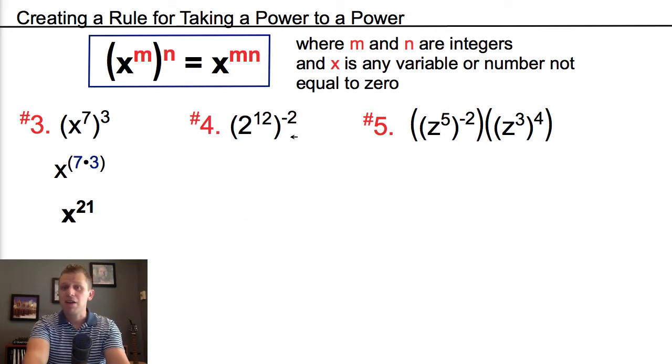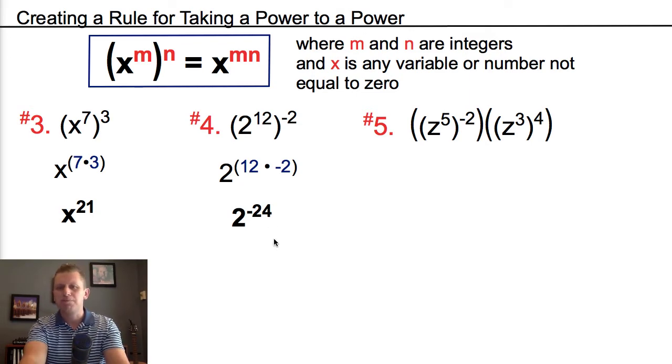I could apply that here. Don't get confused, the base here is a number. But again, if you take a power to a power, you multiply. So I should multiply 12 and negative 2. 12 times negative 2 is negative 24. This would simplify maybe a little bit further, but for now, let's just leave it with a negative exponent.